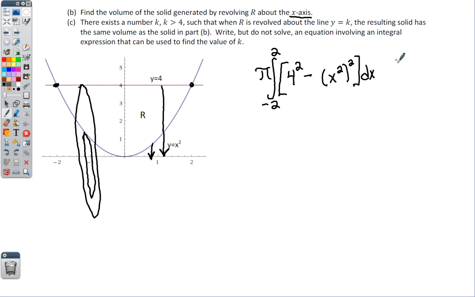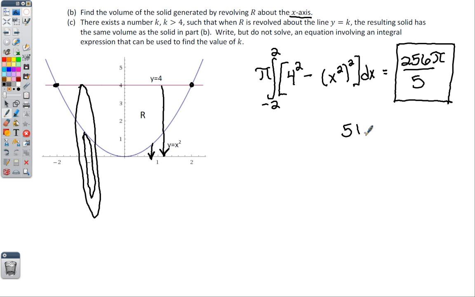And so that's 256 fifths, and of course pi. If you put it in your calculator with the pi out front, then you're not going to be able to get a fraction. If you put it in without the pi, then you can put it in as a fraction and put the pi in afterwards. Obviously, you do not have to put it in as a fraction. You can put it in as a decimal. The one thing you don't want to do is put in 51.2 pi. They don't want to see a decimal and then pi. That just looks funny, so don't do that. You either put it in as a decimal or as a fraction times pi, but don't put it in as a decimal times pi. All right, so that's part B.